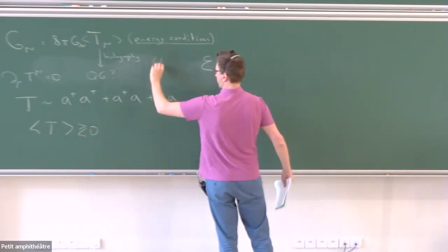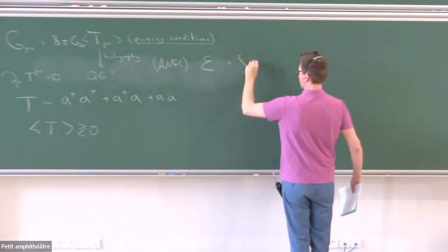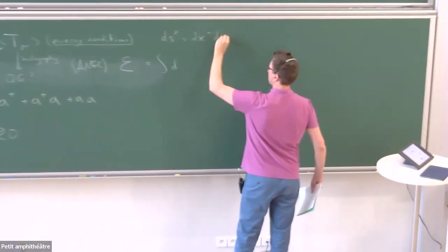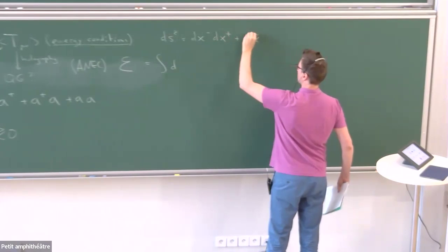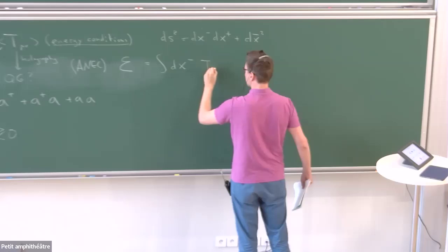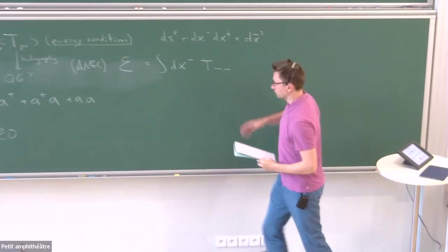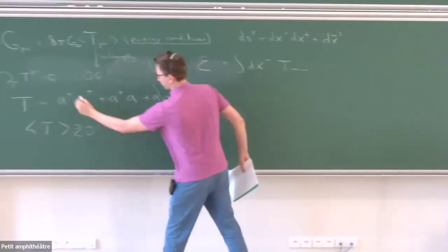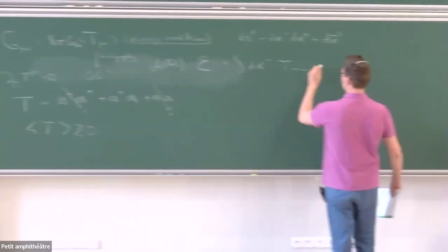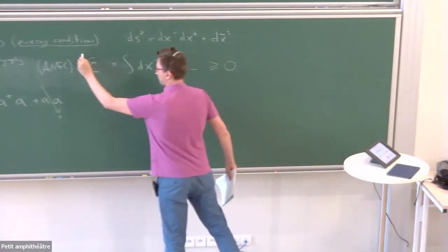So this is called the ANEC operator. We can consider Minkowski space, light-cone coordinates, and consider the integral over dx minus of T minus minus. And basically what happens is when you do that, these two terms go away, and this thing becomes non-negative.